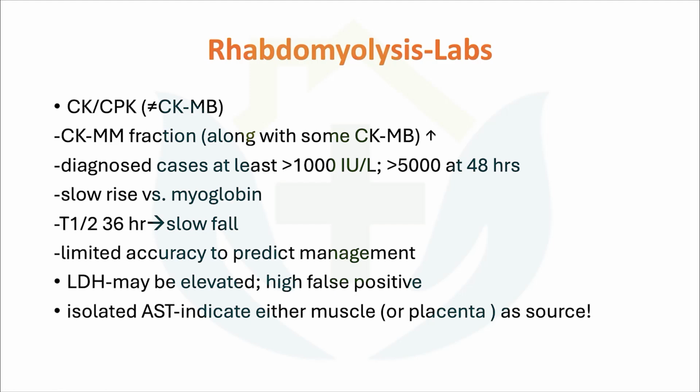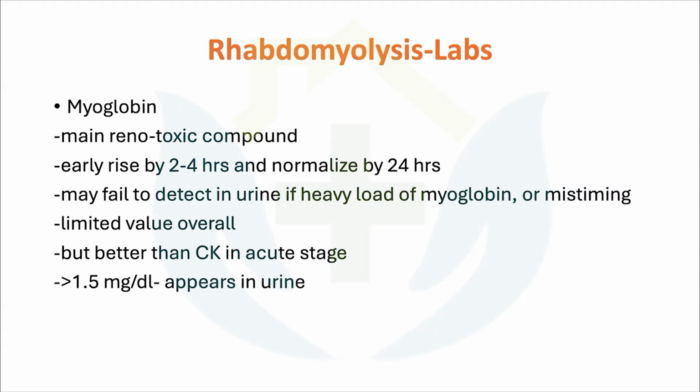So aspartate transaminase is released, other than from the liver, from the heart, the kidneys, and the placenta. We don't measure the individual fractions, but in a non-pregnant patient and patients without cardiac dysfunction, if AST is elevated out of proportion to ALT, or isolated elevation, it has to be muscle as the source.